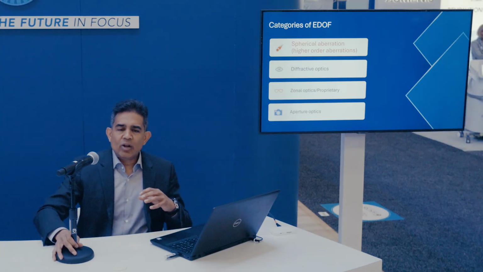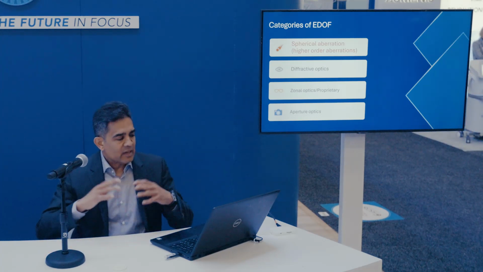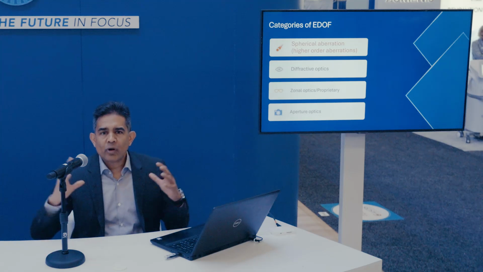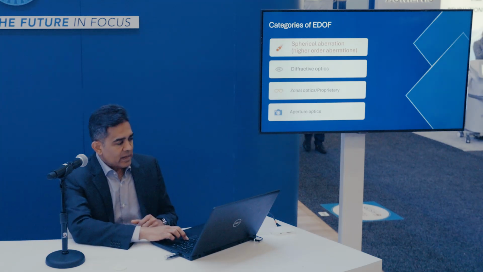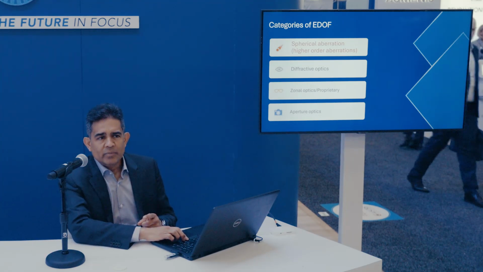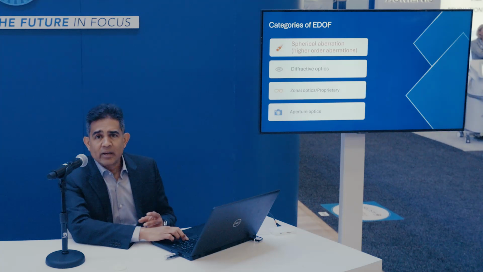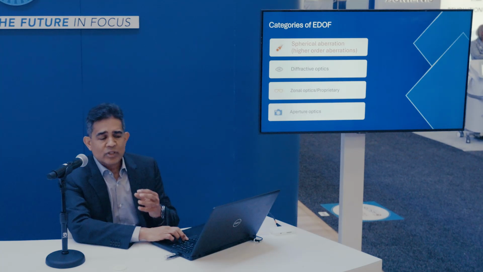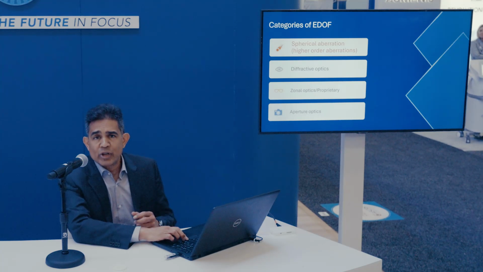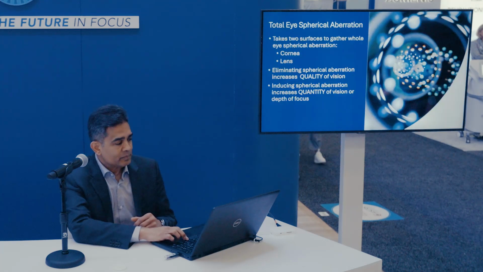If I look at EDOF technologies in general, they're broken down into four different categories. There is spherical aberration, number one. Number two would be diffractive optics. Number three, zonal optics. And number four, aperture optics. So we're first going to go ahead and talk about spherical aberration and how that's being employed.